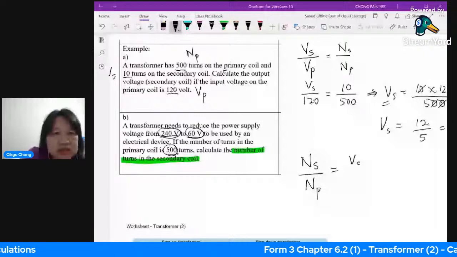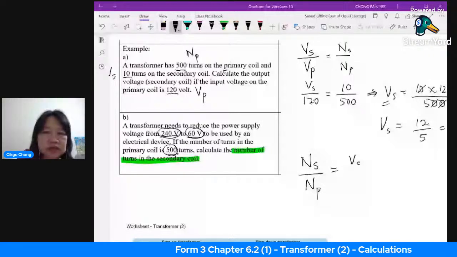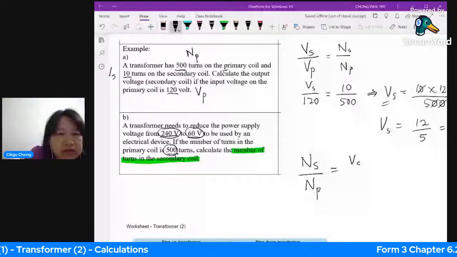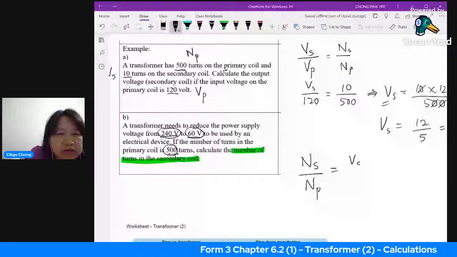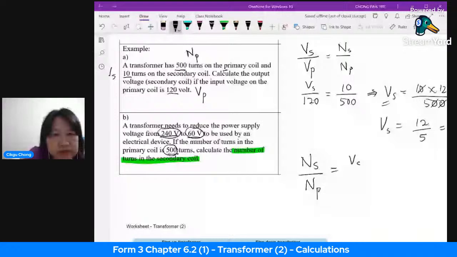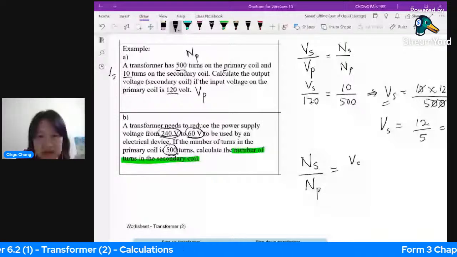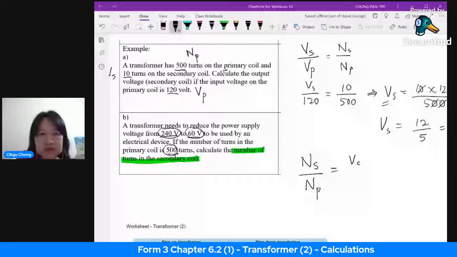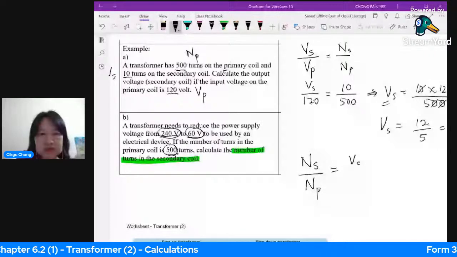Vs is the voltage of the output. Now, you see the words here, from what to what? It means this is the original. From means original, so this must be the primary side. And then to means converted already, so this is the secondary side. So this one must be Vs, 60, and Vp will be 240, because from means original, it must be the input. To is the change, so 60 is the output.